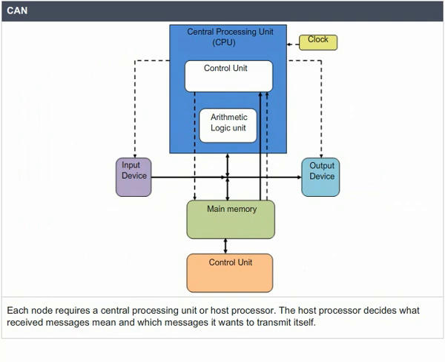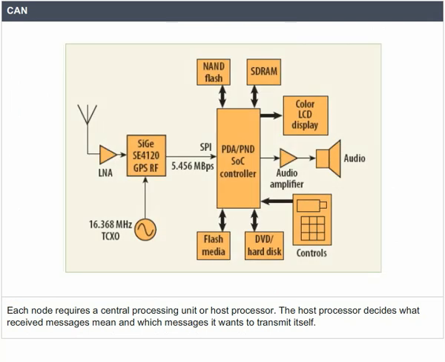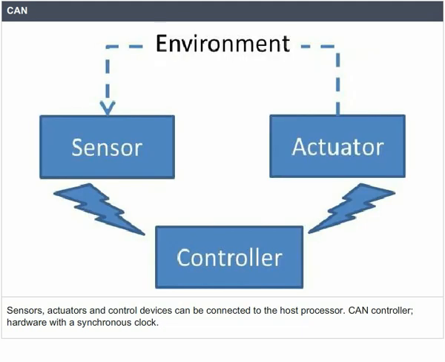Each node requires a central processing unit or host processor. The host processor decides what received messages mean and which messages it wants to transmit itself. Sensors, actuators, and control devices can be connected to the host processor.